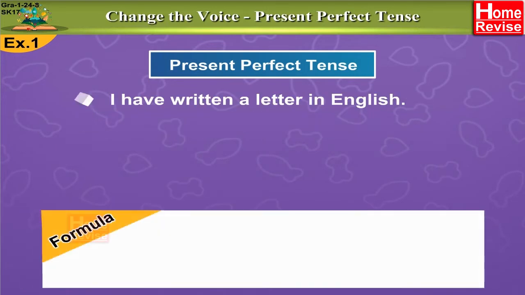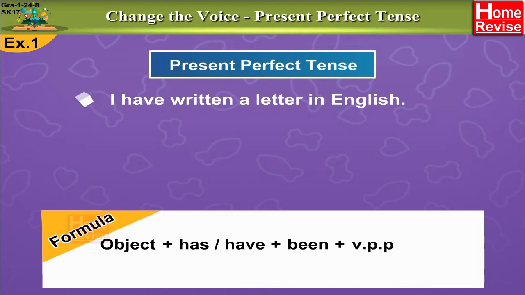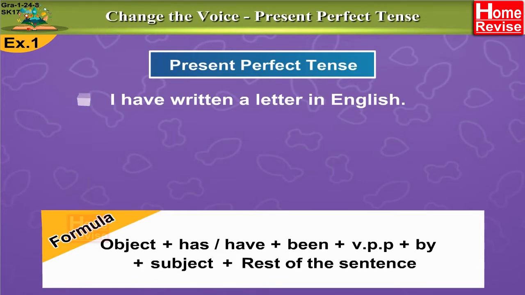As you know the formula, how are we going to change it? Let's see the formula first. The sentence in the passive voice begins with the object. So object plus has or have plus been in the to be verbs. We use been, B-E-E-N, because the verb in the original sentence is always already in the past participle in the present perfect tense. So we have to replace that with been. This been is followed by the past participle of the verb, and then by plus the subject and then the rest of the sentence.